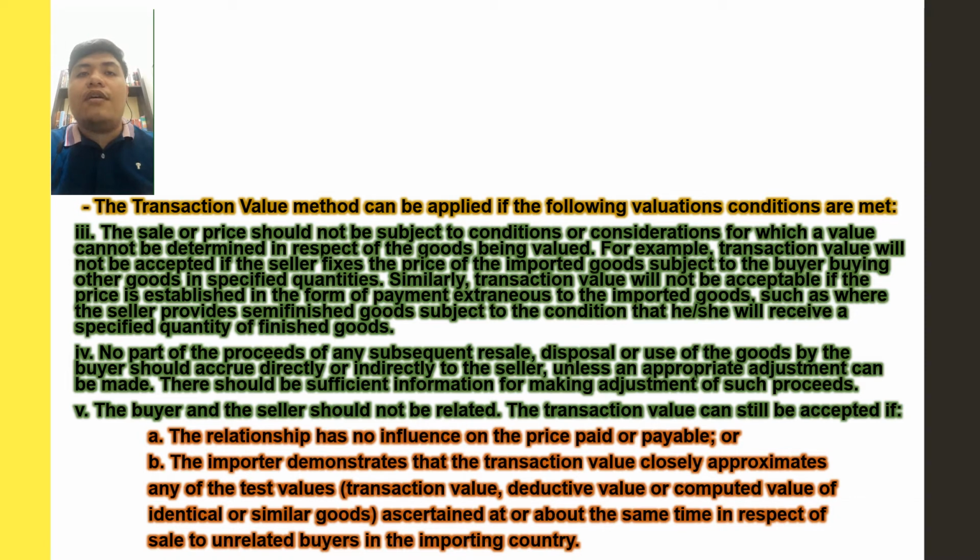Number 4. No part of the proceeds of any subsequent resale, disposal, or use of the goods by the buyer should accrue directly or indirectly to the seller unless an appropriate adjustment can be made. There should be sufficient information for making adjustment of such proceeds. Number 5. The buyer and the seller should not be related.